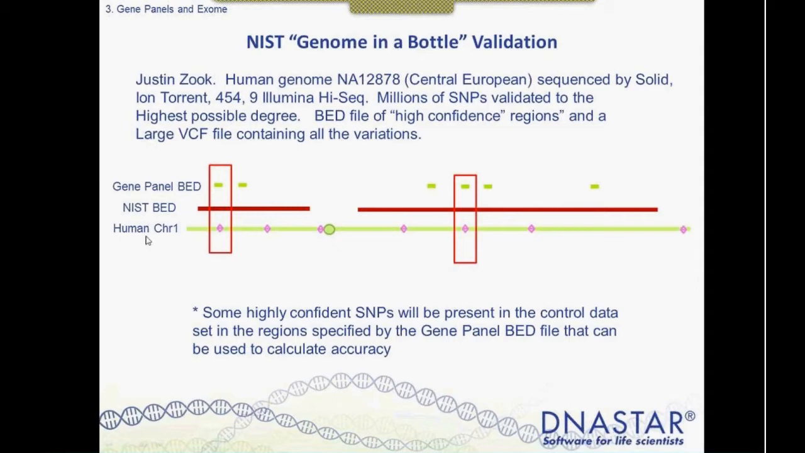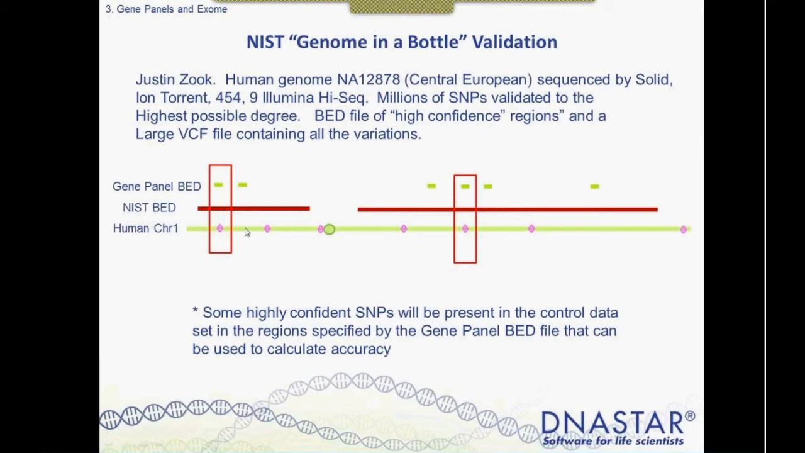And so in this little diagram here, we have human chromosome 1 and some little pink diamonds that indicate SNPs. And NIST has regions in the human genome that can be called with a high confidence, and that's these red lines. It's not all the human genome, but it's most of it. And so these are high confidence areas where SNPs are known to occur in this individual.